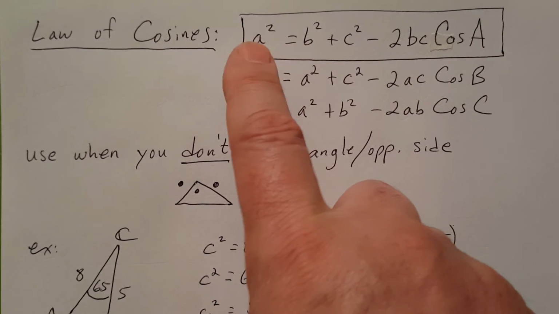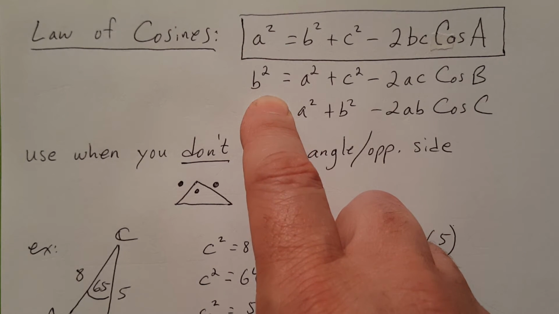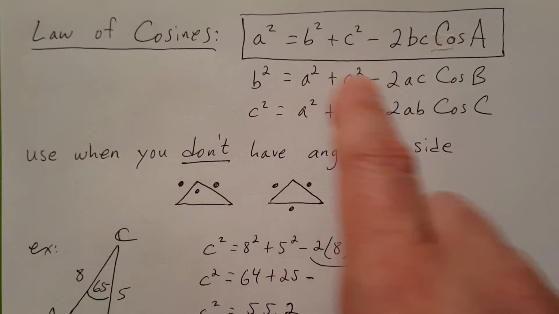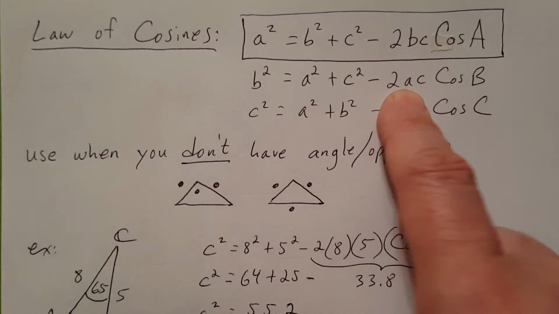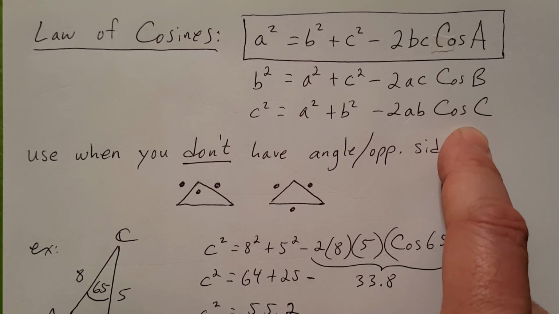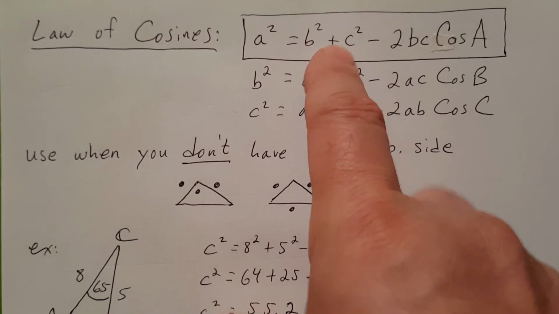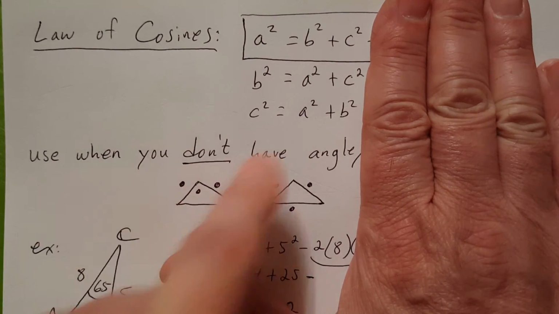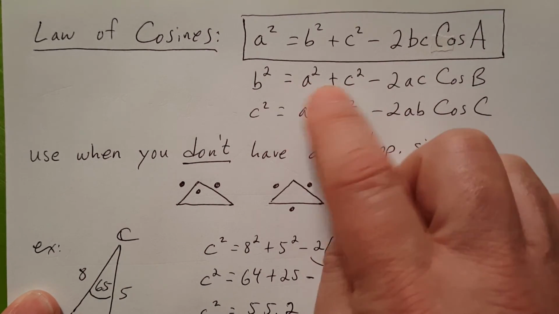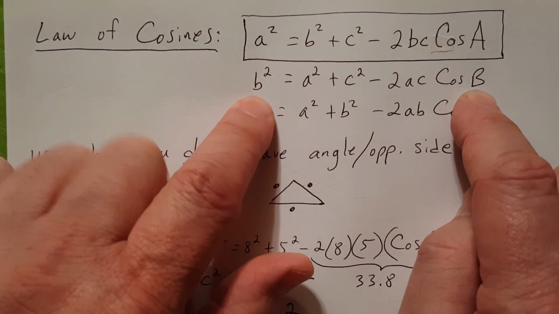Now, if you don't have side a, then you can just switch the letters and start with b. b squared is equal to the other two sides squared and added, minus 2 times those two sides times cosine B, et cetera. So you start with any side you have, and then the other two sides are squared, and then it's minus 2 times these same sides multiplied, and then cosine of the capital letter of what it was in the beginning.